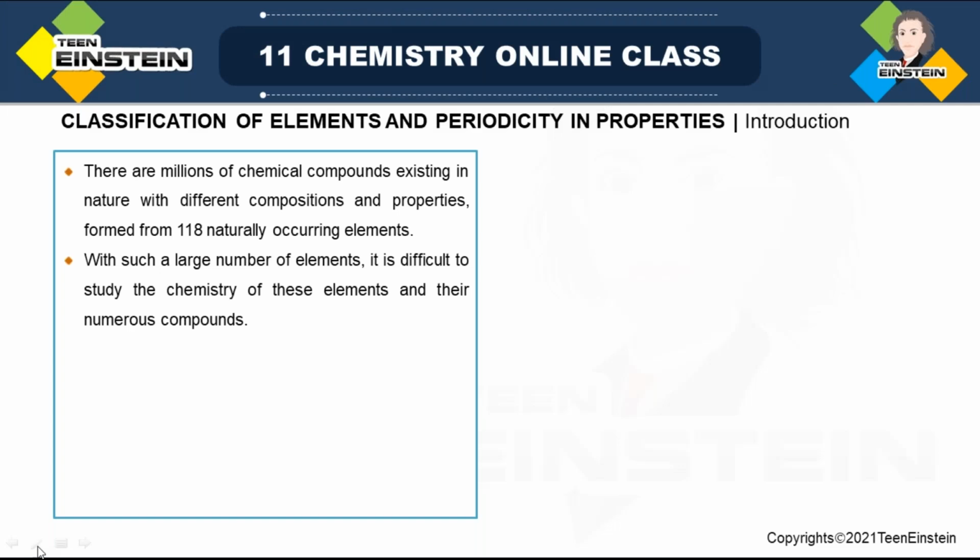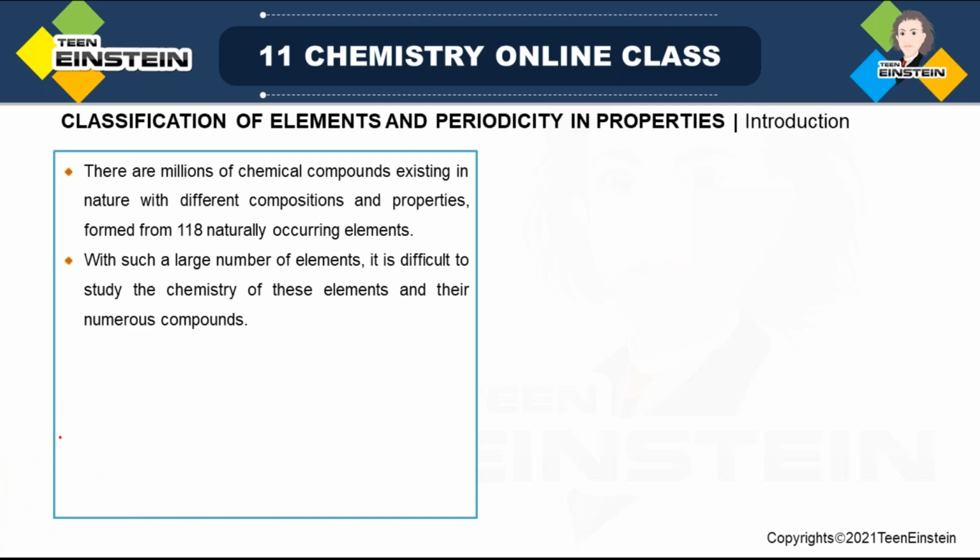Hello everyone. So today we are starting a new chapter, which is classification of elements and periodicity in properties. Now the topics that we are going to discuss: first there will be introduction, and after that Dobereiner's triad, then Newland's law of octave, Mendeleev's classification, features of Mendeleev's periodic table, Moseley's work, modern periodic table, placement of elements based on electronic configuration. So we'll start with introduction.